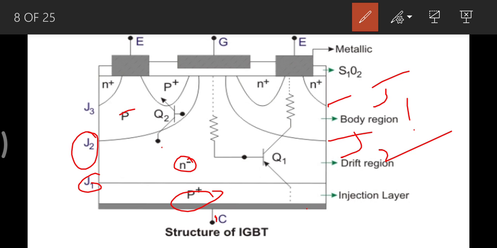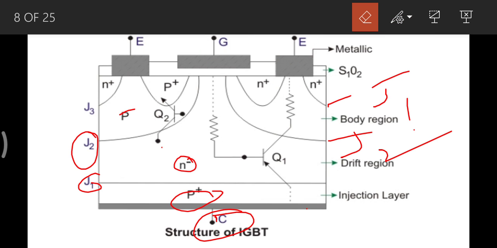This is the overall structure of the IGBT. In this structure, we have three terminals: gate, emitter, and this is the collector. So here there are also some metals present.